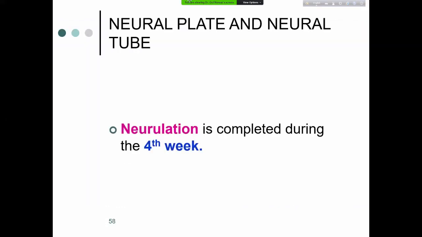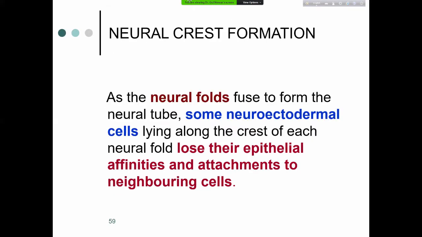So neurulation is completed during the fourth week. It starts during the third week and completes by the end of the fourth week. Now, neural crest formation. What is this?